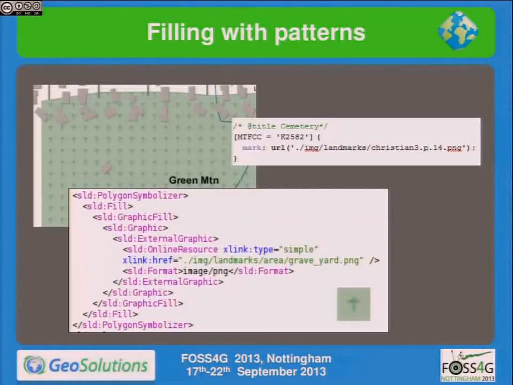In the case of SLD, we have this very long-winded syntax to say, oh, OK, use this little image to fill the polygon. In CSS, this is the full style. This is just part of it, where I say, oh, OK, when the MPFCC attribute, which is a classification attribute, is this value, which matches cemeteries, which is also in the SLD, but it was so long that I had to cut it, then use this mark, this image, to fill it. So as you can see, two lines, and it's done.